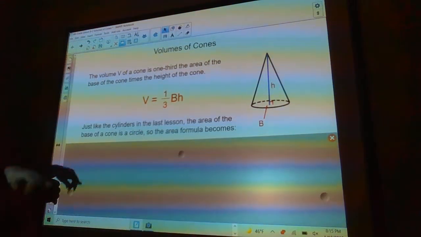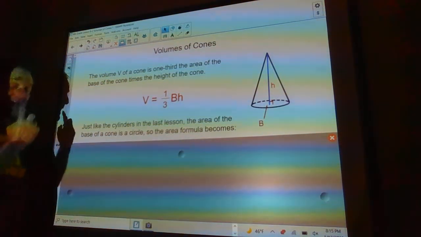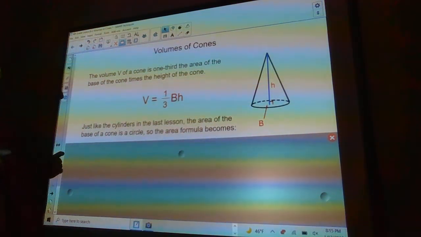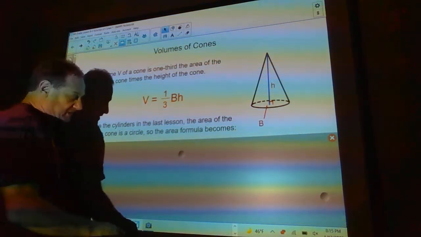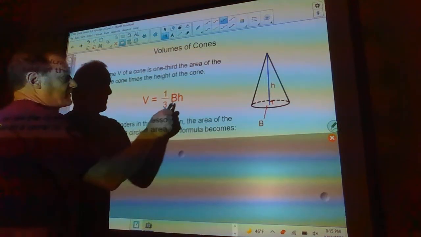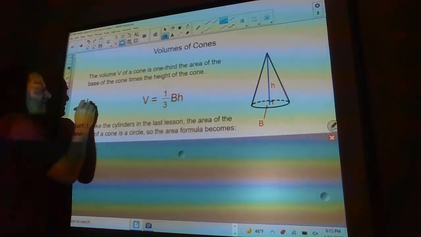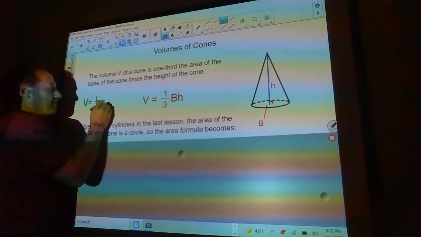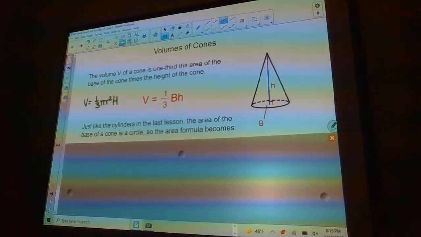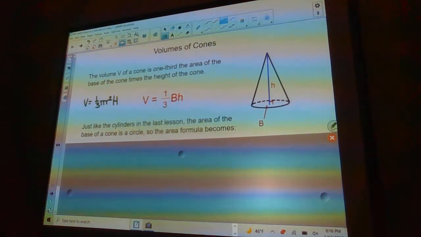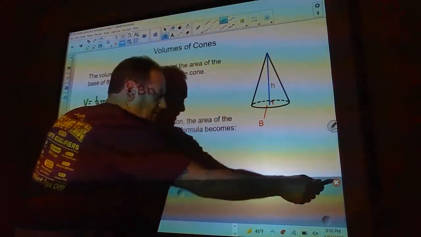Now remember that the base is a circle, so this is a general formula. This will work for any cone or pyramid. But we can make it a specific formula since the base is a circle, the area formula is pi r squared, so we can change this to 1/3 pi r squared times the height. And that's a specific formula that will work for a cone. Okay, so we've got that right there.